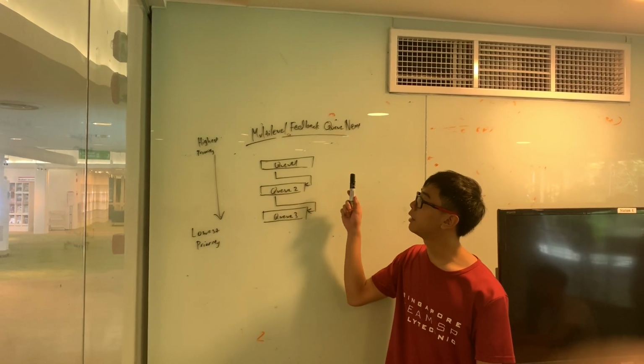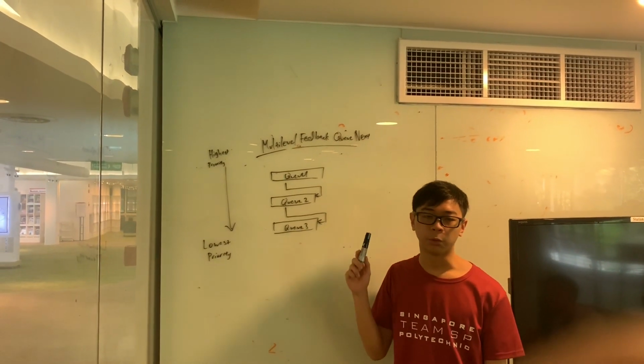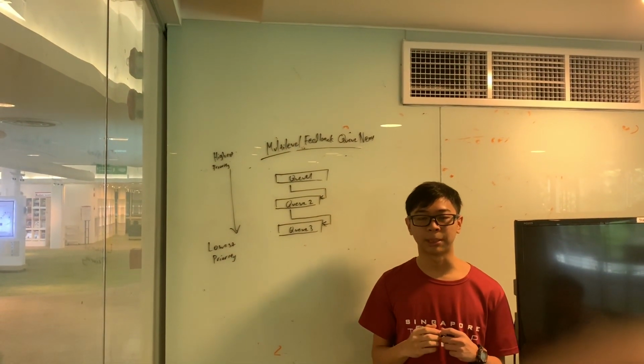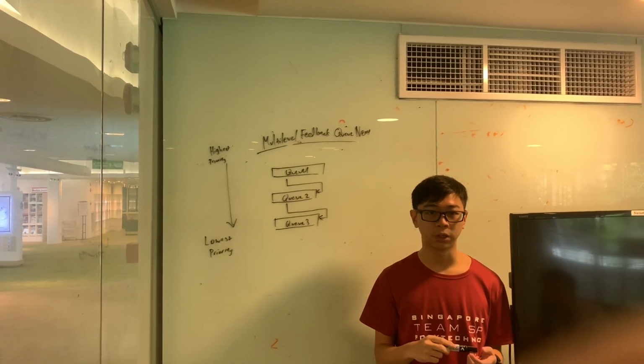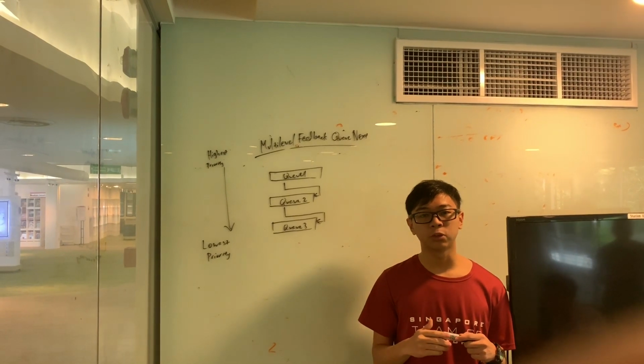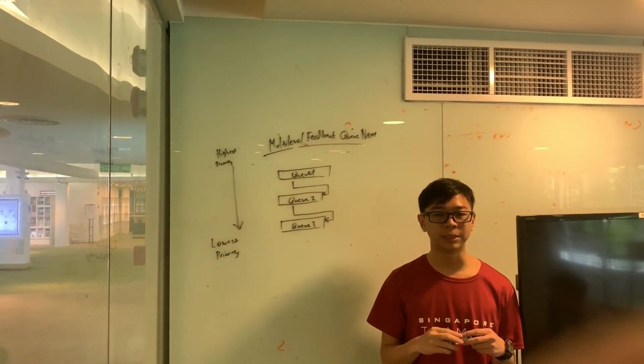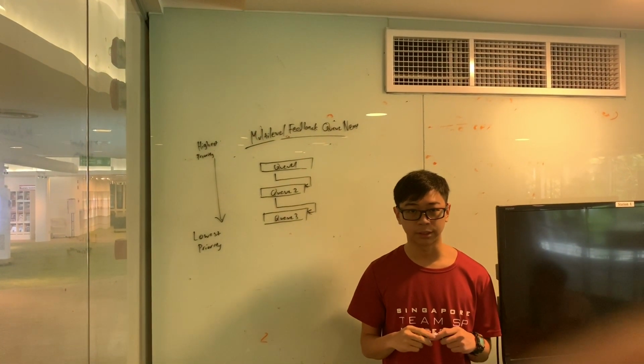Finally, we'll be talking about multi-level feedback queue. The way this algorithm works is it separates processes into multiple queues, and they are allowed to move between each queue. They are separated due to the number of CPU bursts each of the processes require.